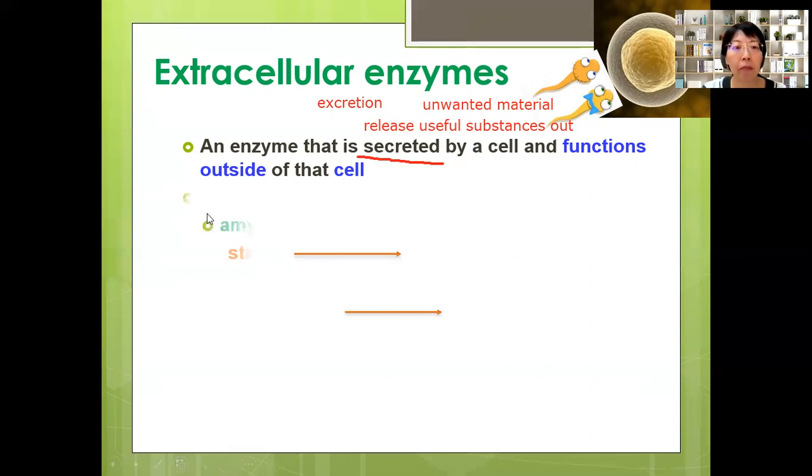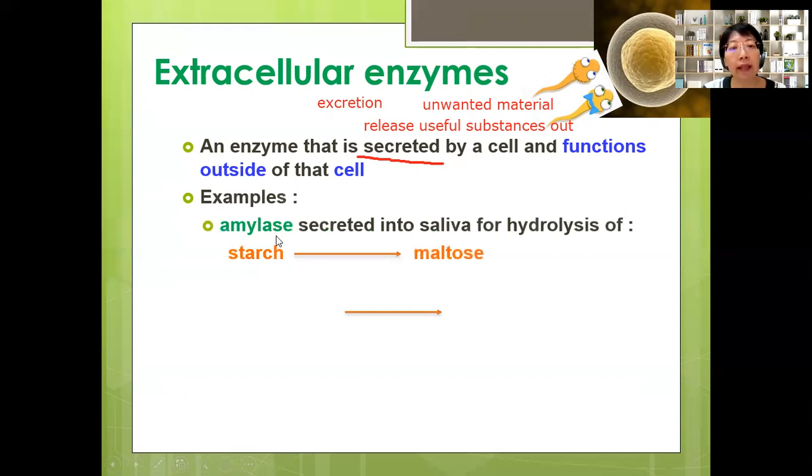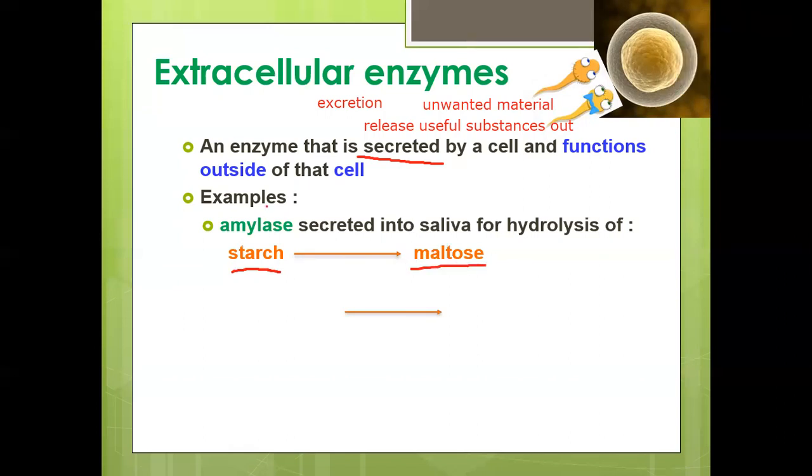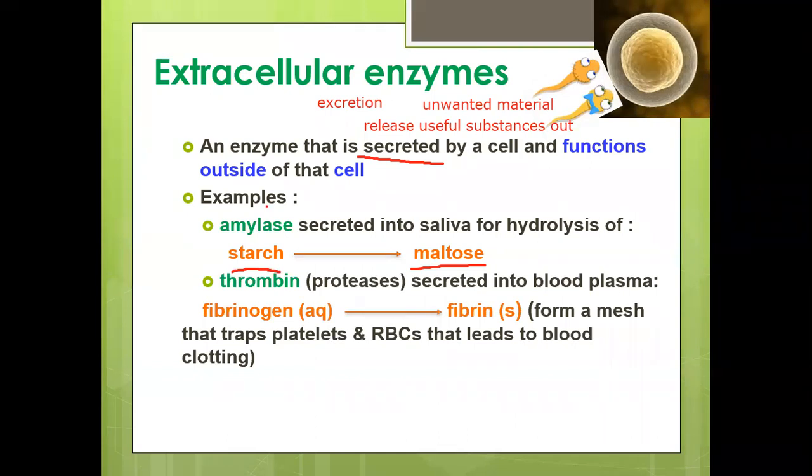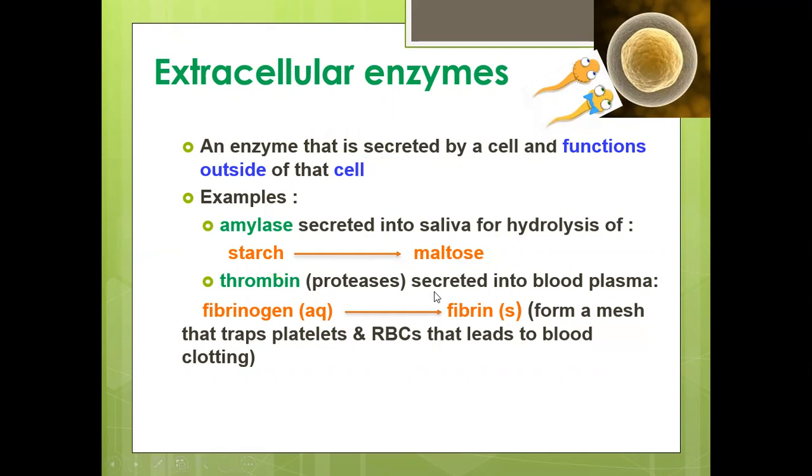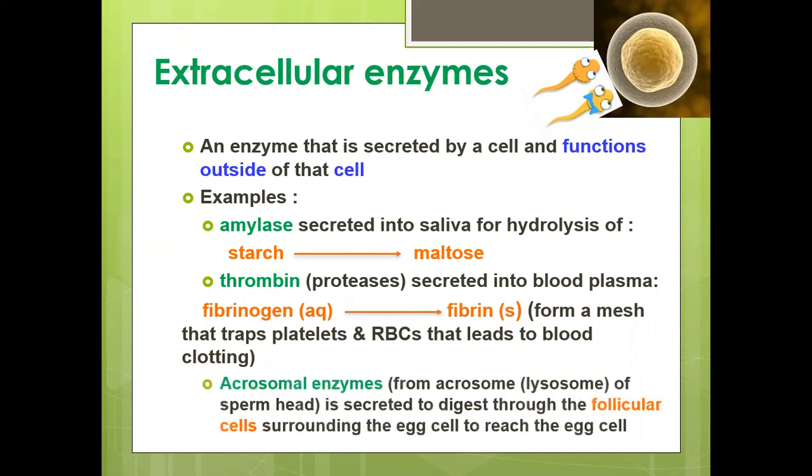So what are those examples that you have learned? Like amylase enzyme, right? They're secreted in our saliva, so they're used to digest the starch. So the starch will be hydrolyzed to become maltose, catalyzed by the enzyme amylase. We also have thrombin, which is a protease, secreted by the cell into the blood plasma in order to convert fibrinogen to fibrin in order to trap red blood cells and platelets so that the blood will clot. Okay, so this is another example.